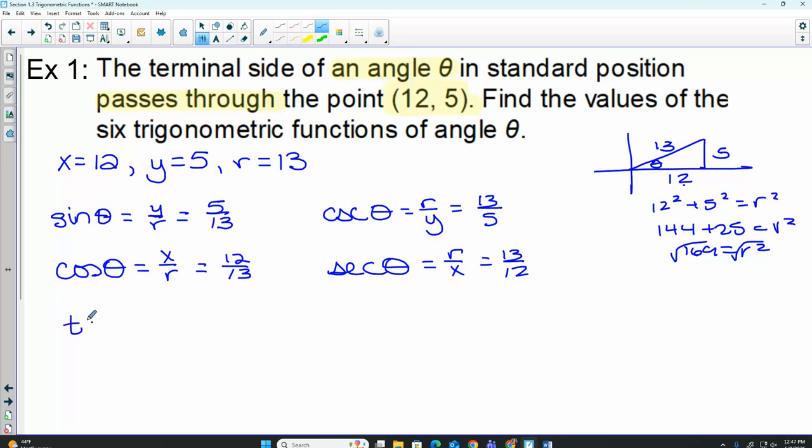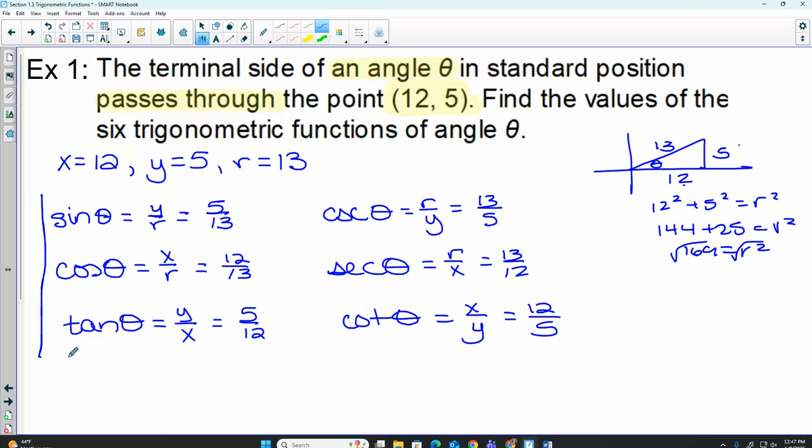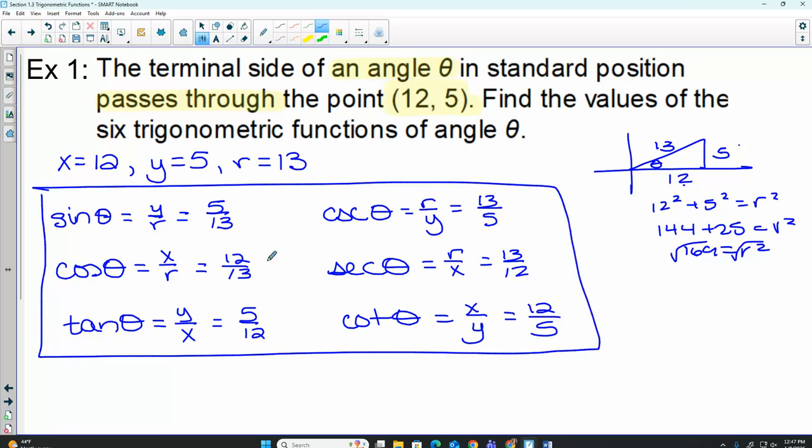Last ones, we have tangent of theta. The definition of tangent is y divided by x, or the opposite side divided by the adjacent side. So that gives us 5 over 12. Cotangent, x over y, so 12 over 5. It's a lot of writing, but not necessarily a lot of calculating. It's just writing a ratio here.